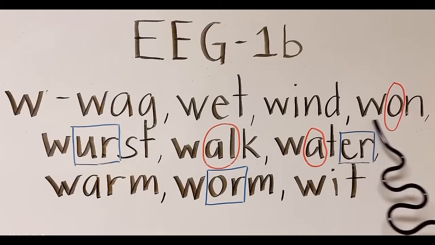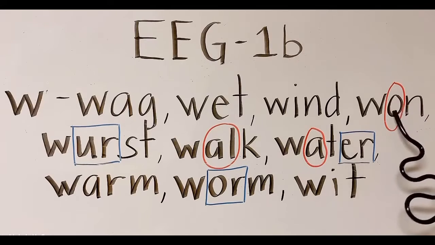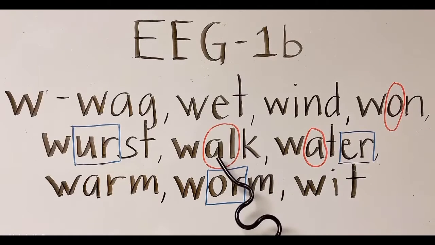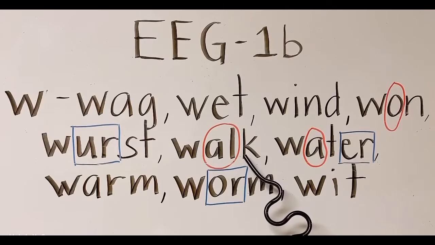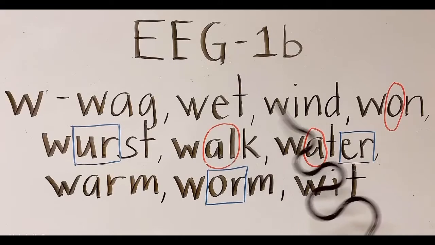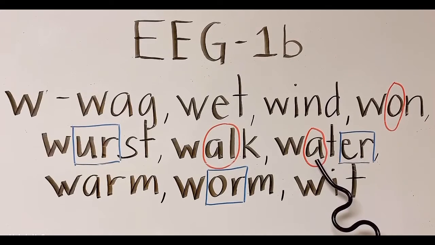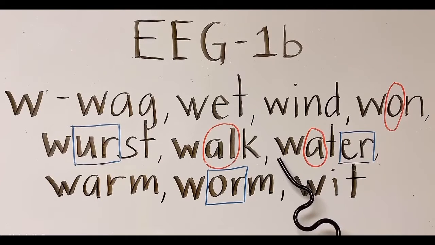One. It has the same sound with the combination of A and L. A, L, the sound is O. That's why we read this one walk. Which has the same sound as the letter A here. O. That's why we read it water.